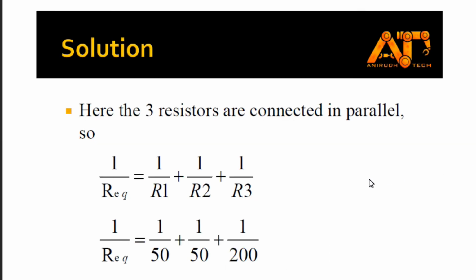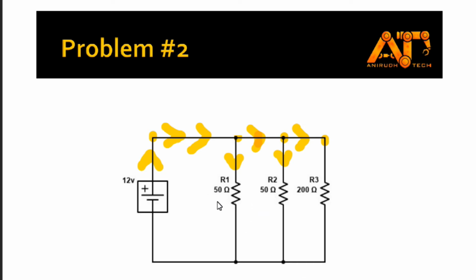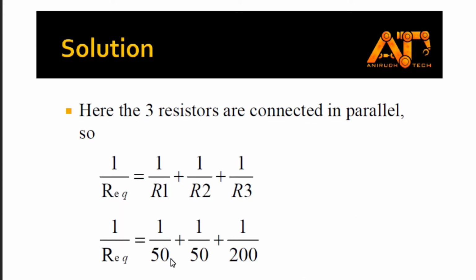As our resistors are connected in parallel, our formula will be 1 by R1 plus 1 by R2 plus 1 by R3. If you have only two resistors, you can just write R1 into R2 divided by R1 plus R2, but here we have three resistors, right? So 1 by R1 plus 1 by R2 plus 1 by R3 is the formula, and if we assign the values here, our values are 50, 50 and 200, so 1 by 50 plus 1 by 50 plus 1 by 200.